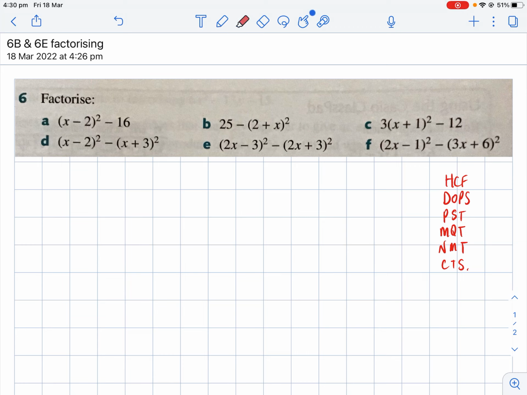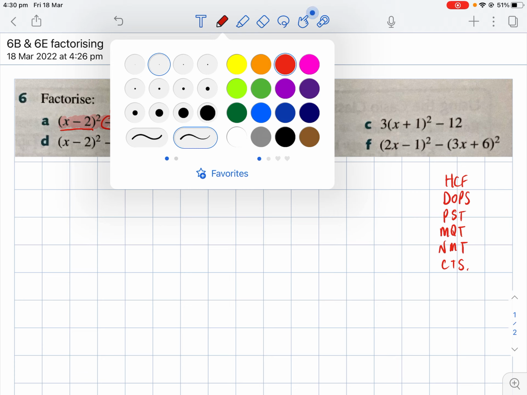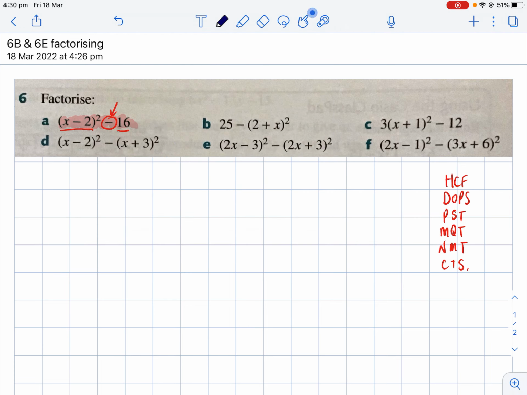So let's have a go at question 6a here. And this question looks a little bit confusing, but the first thing that I straight away see is I have two terms, and in between them there's a minus sign. It's probably that minus sign that I spot before anything else. So when I tackle this question, there is not a highest common factor, so I don't have to worry about that, but it is a difference of perfect squares problem. Because I've got that minus, it's a difference of perfect squares problem.